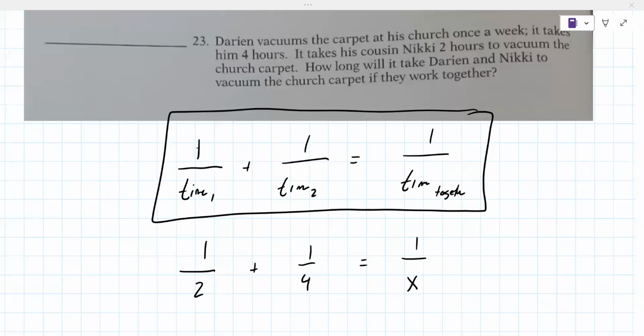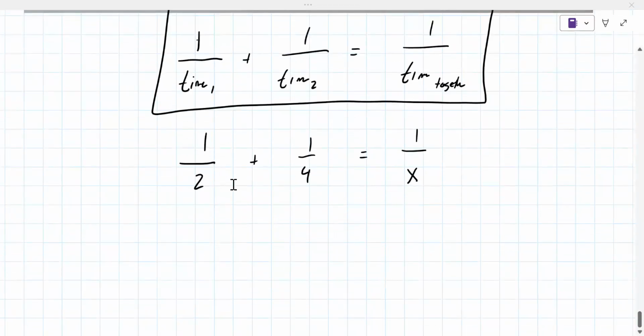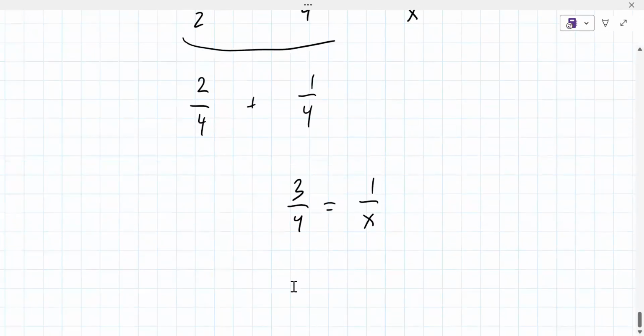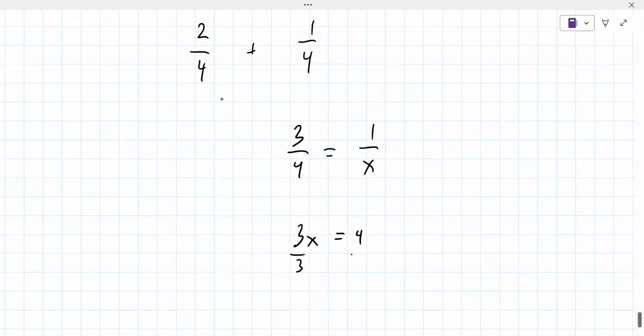Okay. So normally you make a common denominator, but because of the two numbers on the left, you just add them together. This is 2/4 plus 1/4 is 3/4, which equals 1/x. So to solve this, you end up cross multiplying like we've done a couple of times now. 3x equals 4. And then you divide by 3 on both sides to get your final answer.